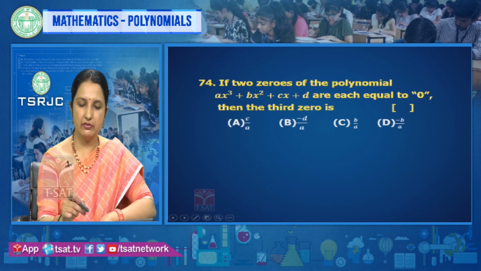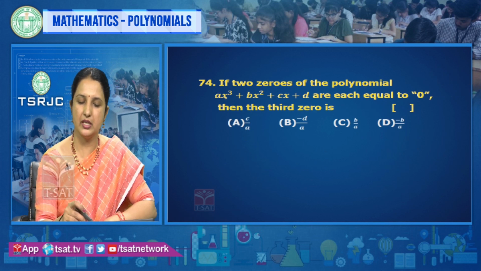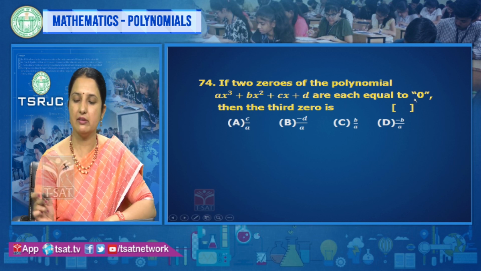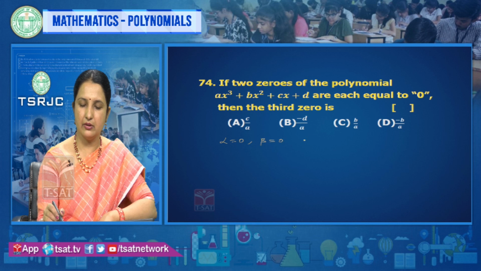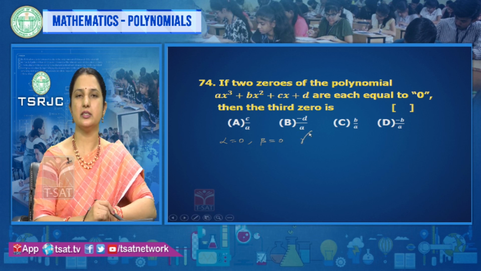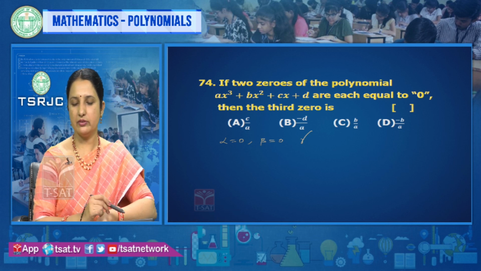Next, question number 74. If two zeros of the polynomial ax cube plus bx square plus cx plus d are each equal to 0, that means alpha is 0 and beta is 0. Then you have to find out the third zero, gamma.